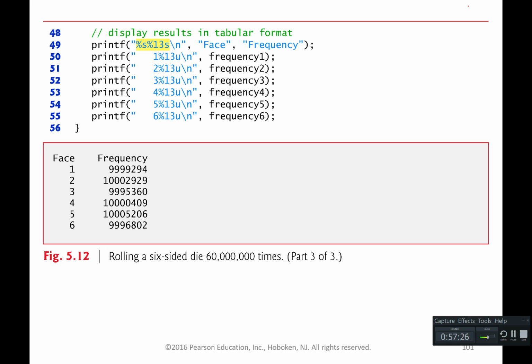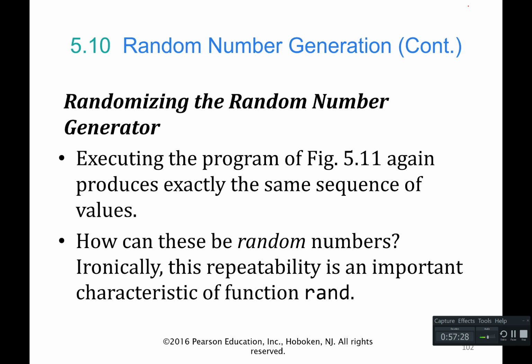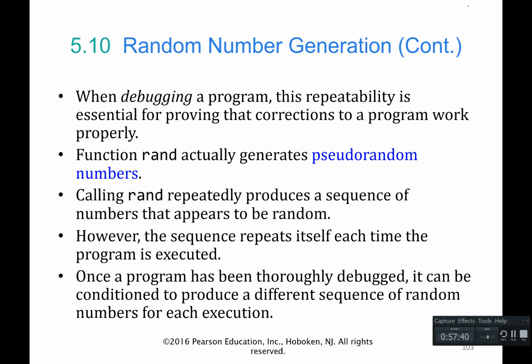So here we're using the random number generator. Randomizing the number, and I promise I'll quit after this, repeatability is the important factor of the rand function. The rand function actually creates a pseudo-random number. It's not 100% random, there is no such thing in a computer program, but it's close enough. It repeats itself each time the program is executed.